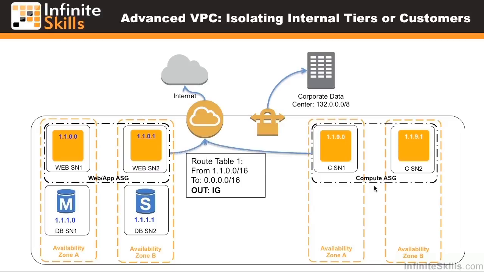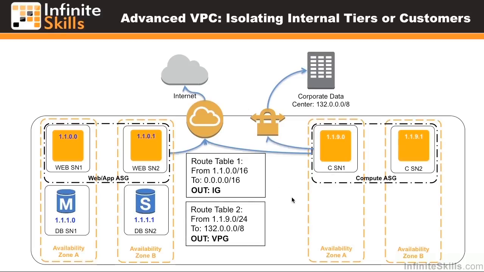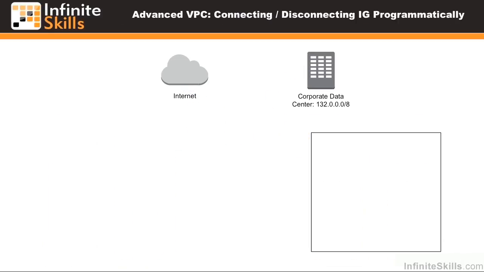We specify one route table, which allows anything from the 1.1.0.0/16 or B-class subnet, including assets over here and here, out to the internet gateway. In route table 2, we specify that anything coming from the compute area 1.1.9.0/24, this subnet only, goes out the VPG.